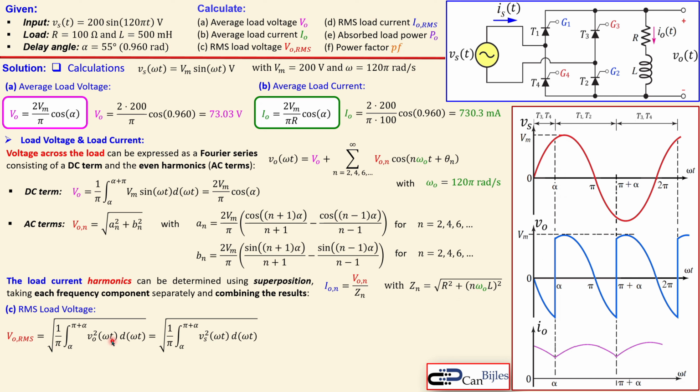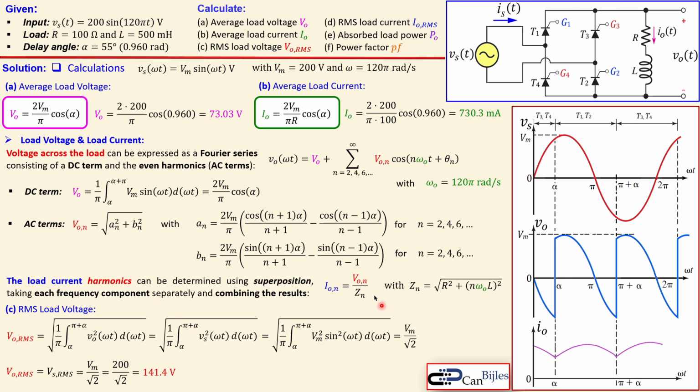So we replace this by Vs. And when you do the integration here, you will get Vm over square root of 2, which is a simple formula we know from the pure sine wave expressions. Now when you substitute the value here, that means the VO RMS is also the V source RMS. That means 200 over square root of 2 will be then 141.4 volts here.